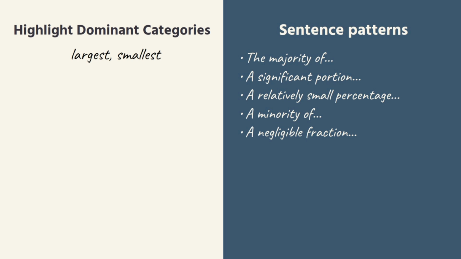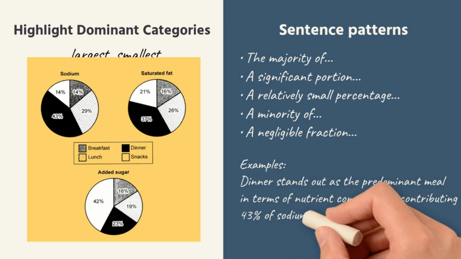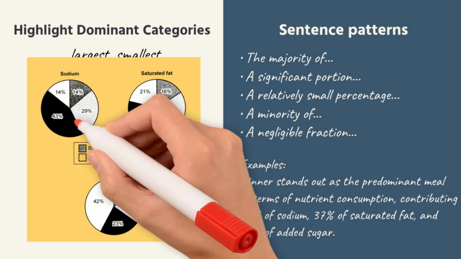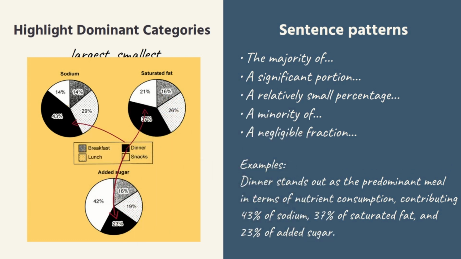For instance, here we can say, dinner stands out as the predominant meal in terms of nutrient consumption, contributing 43% of sodium, 37% of saturated fat, and 23% of added sugar. Now we have covered the fundamental rules for making comparisons. Let's proceed to planning ideas.